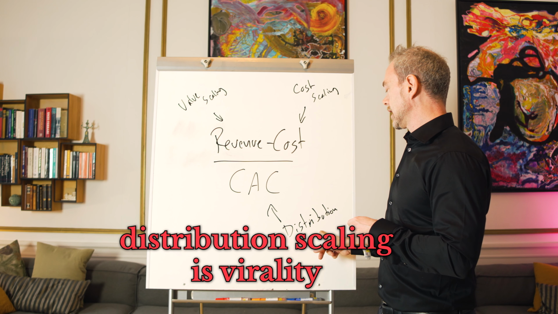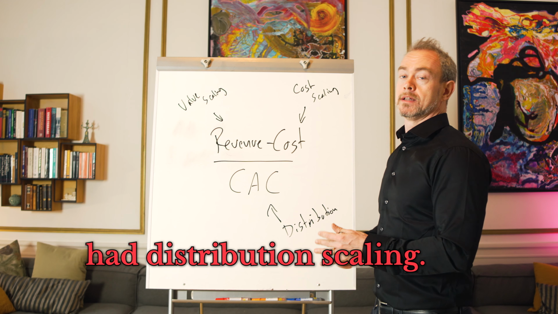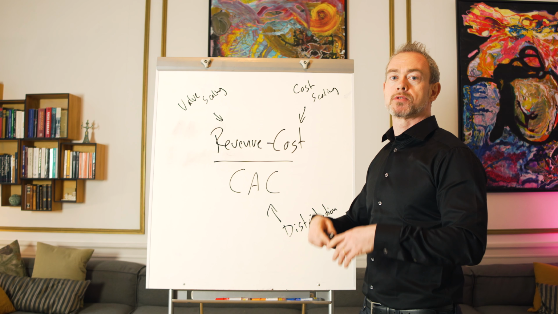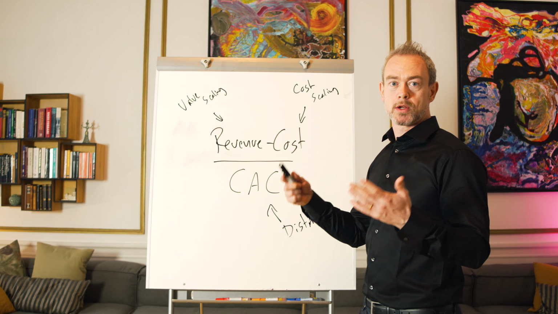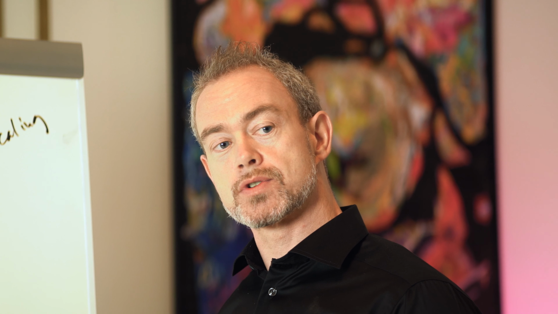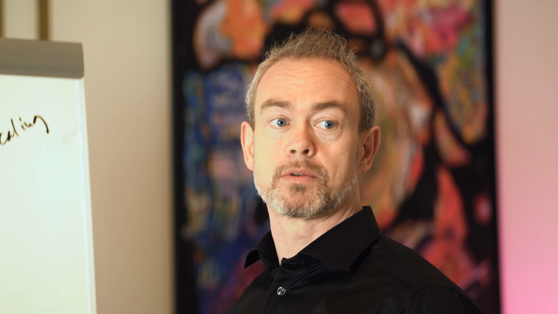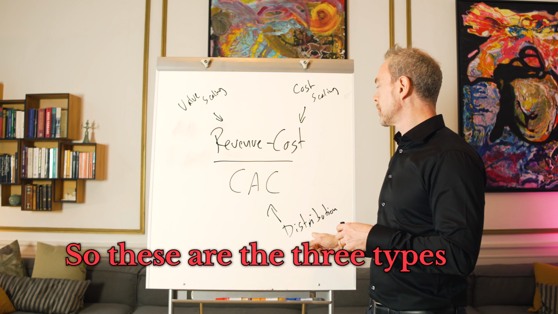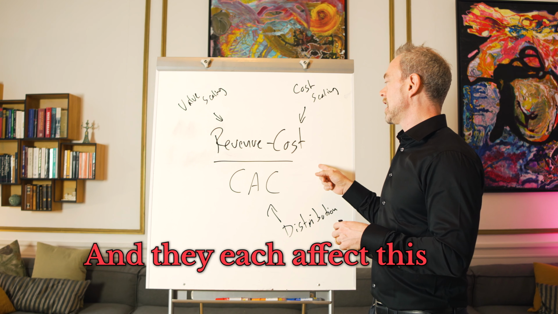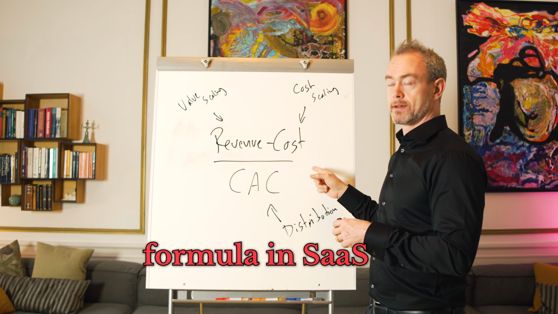So distribution scaling is virality. Facebook had distribution scaling. I went on Facebook, then I told all my friends to go on Facebook, they told all their friends, and suddenly everybody was on Facebook. So it took a lot of time to get the first users onto Facebook, but it did not take a lot of time to get the last 100 million users onto Facebook. So these are the three types of scaling that we're going to work with, and they each affect this CLTV over CAC formula in SaaS.